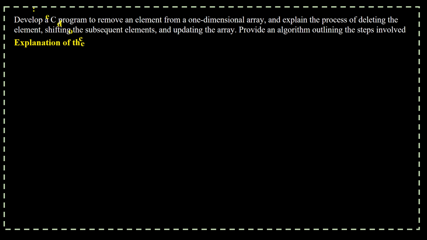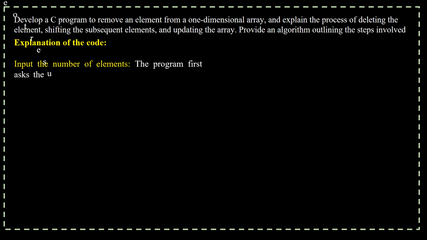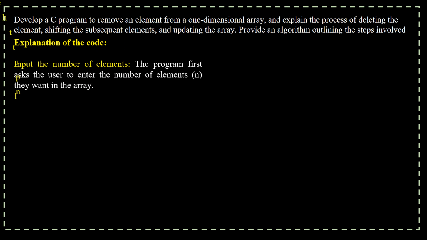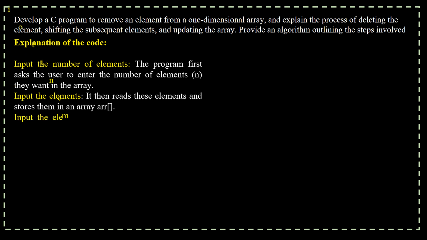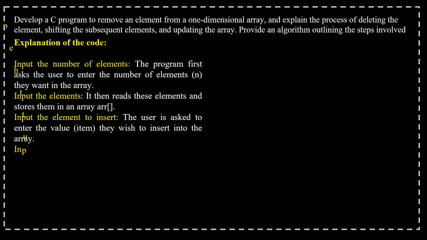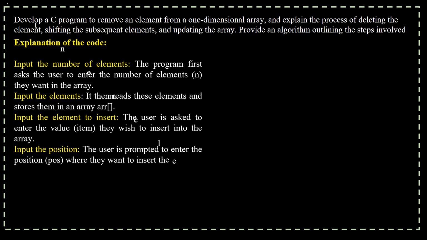Explanation of the code. Input the number of elements. The program first asks the user to enter the number of elements n they want in the array. Input the elements. It then reads these elements and stores them in an array. Input the element to insert. The user is asked to enter the value, item, they wish to insert into the array. Input the position. The user is prompted to enter the position, pos, where they want to insert the element.